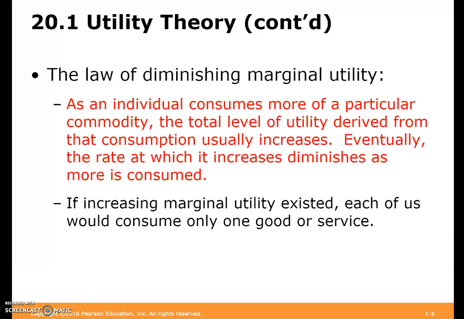As an individual consumes more of a particular commodity, the total level of utility derived from that consumption usually increases. Eventually, the rate at which it increases diminishes as more is consumed. So if increasing marginal utility existed, you would continuously just consume only one good or service because you consume one, right? Think about it again.